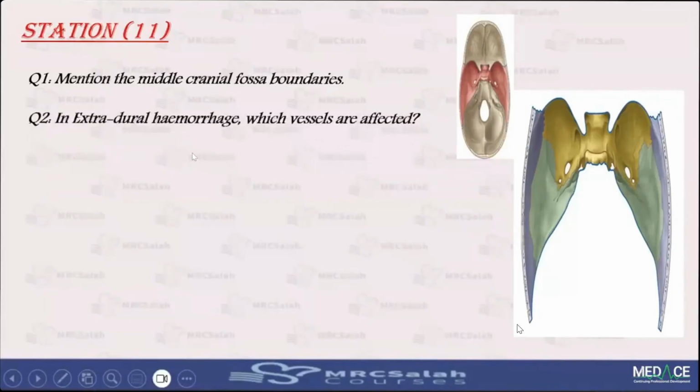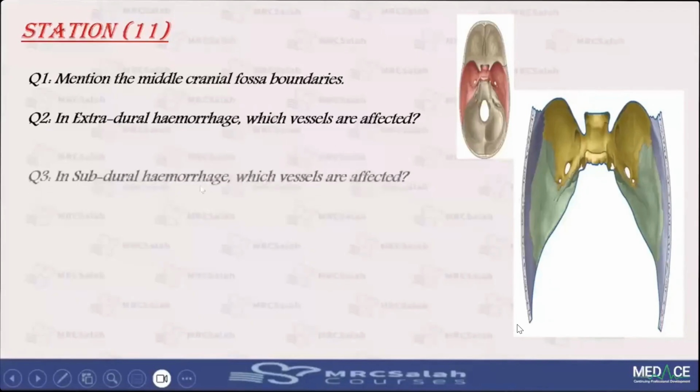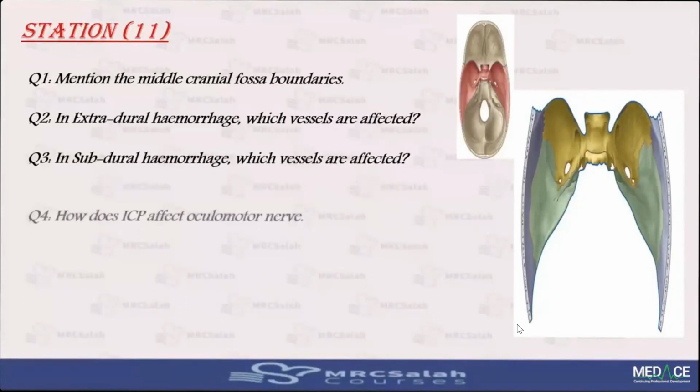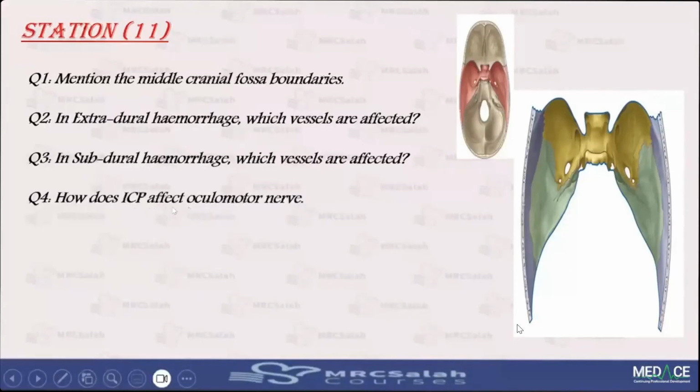In extradural hemorrhage, which vessel is affected? The middle meningeal artery. And what about the subdural hemorrhage? The cerebral veins and the bridging veins. Yes. How does intracranial pressure affect the oculomotor? This is a repeated question. What are the high intracranial pressure consequences?